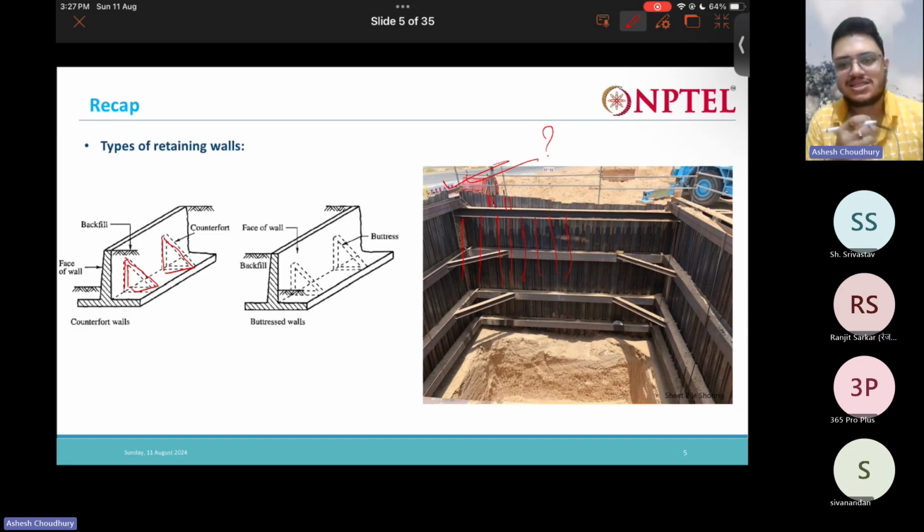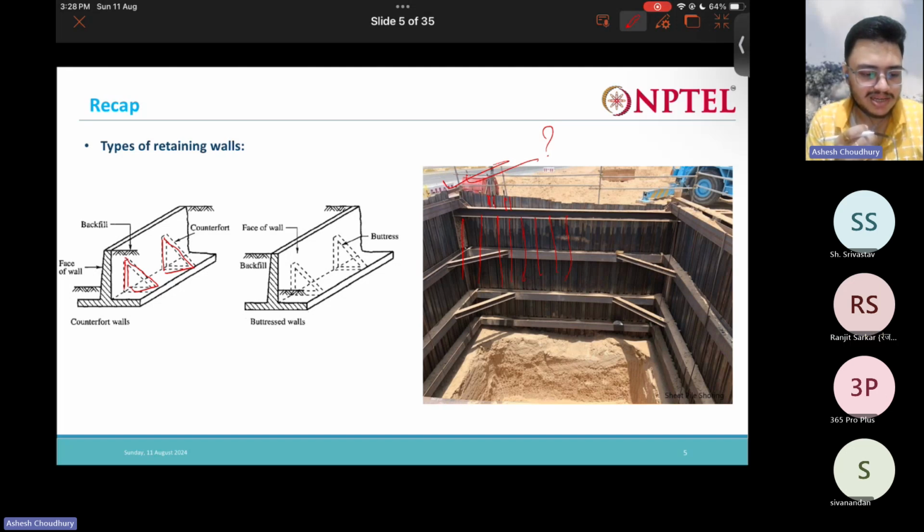So where do you generally see this type of structure? Where do you have to use it? Tanks? Not tanks. Is it well foundation, something like that? Yes, like that. Not well foundation. These are something else.